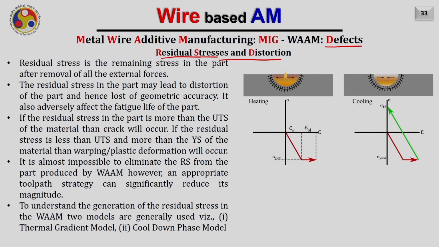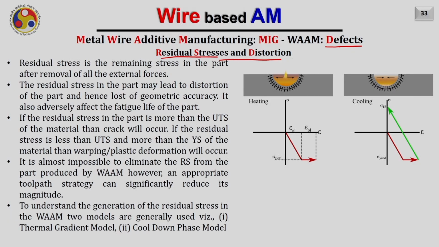If the residual stress in the part is more than the UTS, the tensile strength of the part itself, then it will lead to cracks. And if the residual stress is less than the UTS and more than the yield strength of the part, then it will lead to warping. It will permanently warp the component.